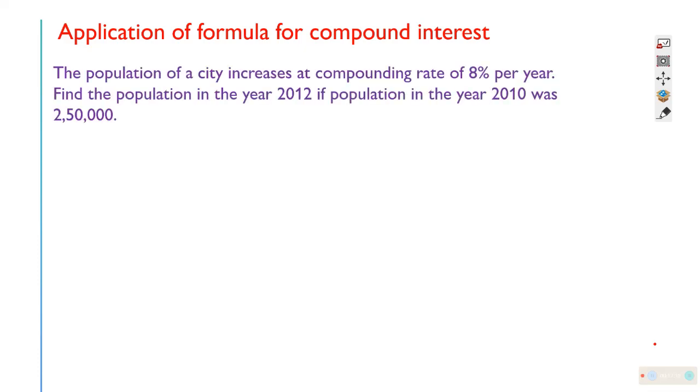Here is an example. The population of a city increases at a compounding rate of 8% per year. Population increases every year by 8%. Find the population in the year 2012. The population in the year 2010 is 2,50,000.